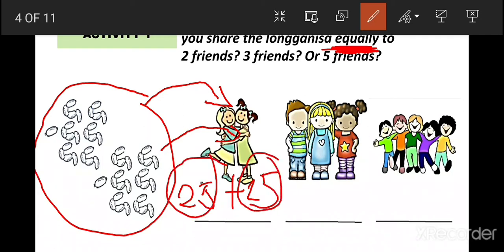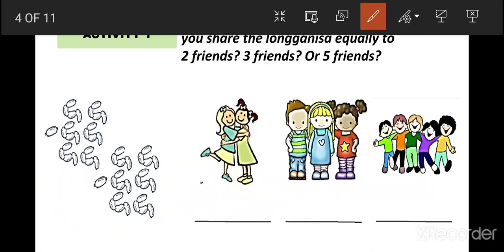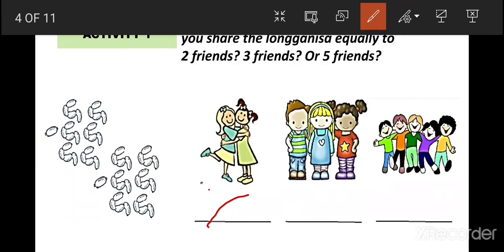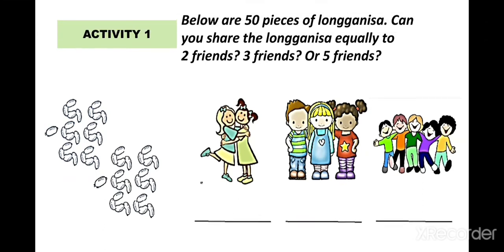So what should I do? If I can divide it equally, I'll just put a check on the underline. If I cannot divide it equally, then we can put an X on the underline. So just simply put a check or X. If you're done with this activity, then let's proceed with the next slide.